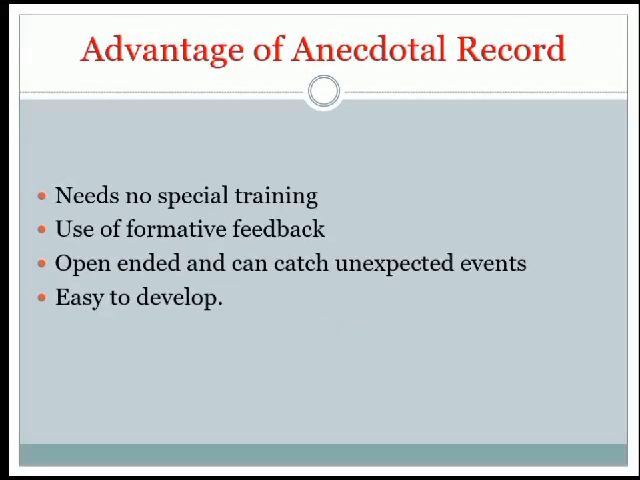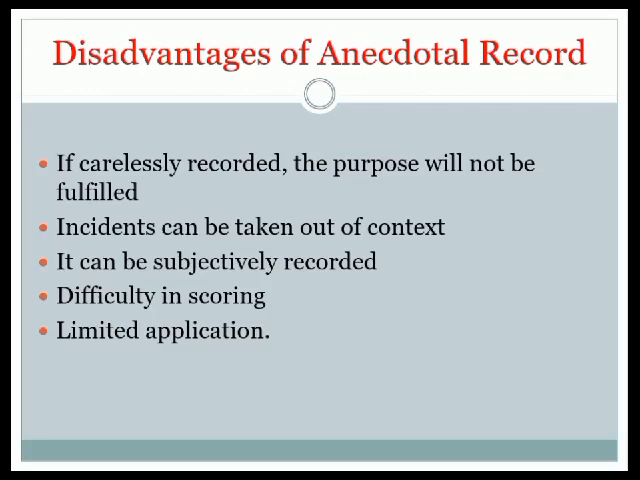Also, there are advantages and disadvantages of anecdotal record. The first is the advantages of anecdotal record. The advantages are: needs no special training, use of formative feedback, open-ended and can catch unexpected events, easy to develop. And the disadvantages of anecdotal record: if carelessly recorded, the purpose will not be fulfilled.